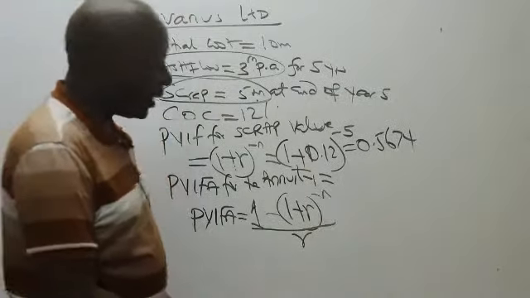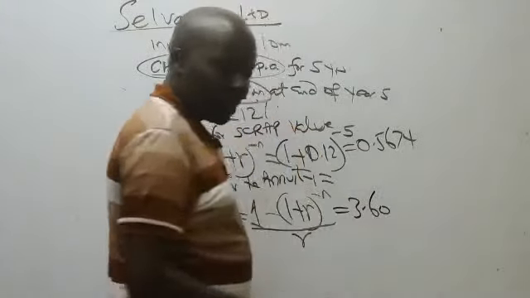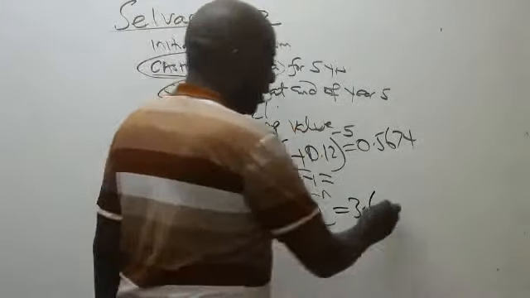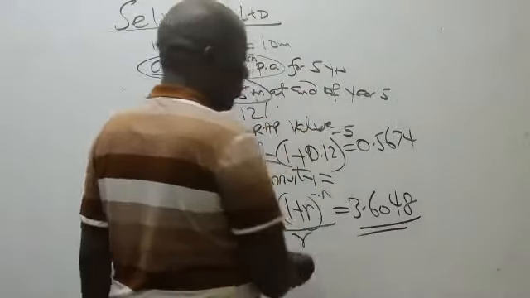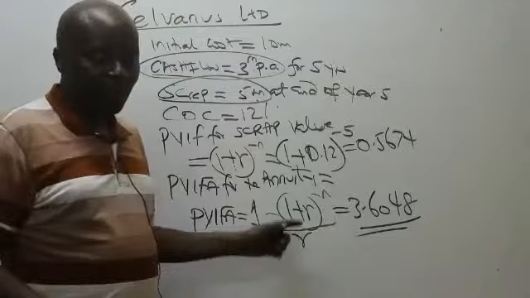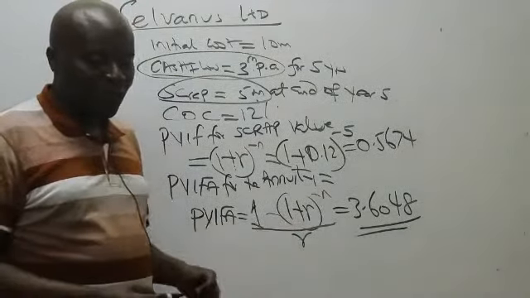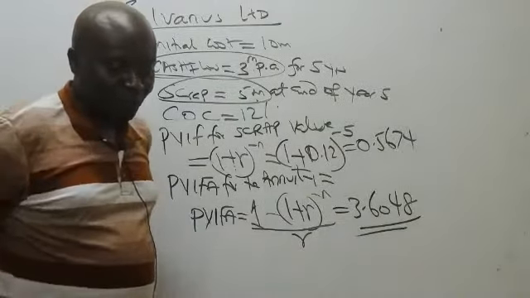Sylvia is telling me it is 3.6048. So all of us, are we able to get this figure without fearing mwalimu?